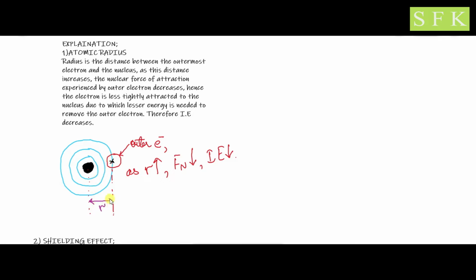So as we increase the radius, the distance between the positively charged nucleus and the negatively charged electron actually increases.